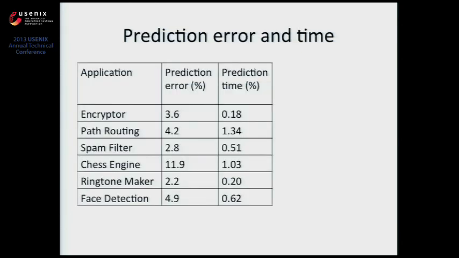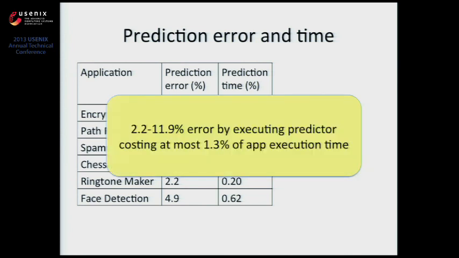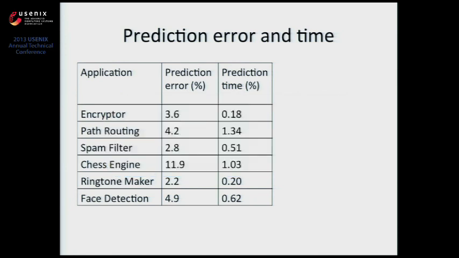First, prediction error and prediction time. Mantis achieves 2.2 to 11.9% error by executing a predictor that costs at most 1.3% of the original application execution time. So prediction time is low. Without chess engine, we have 5% or better prediction error. So Mantis is overall accurate and efficient.